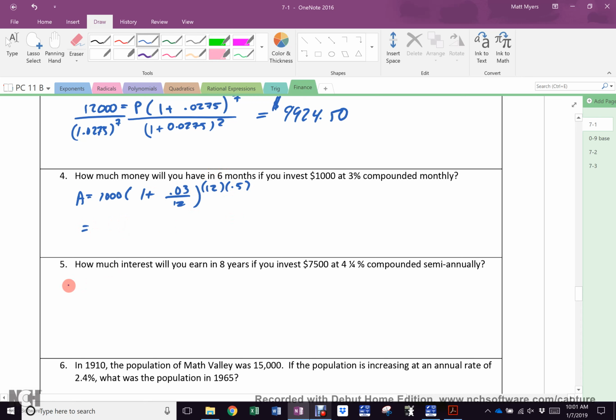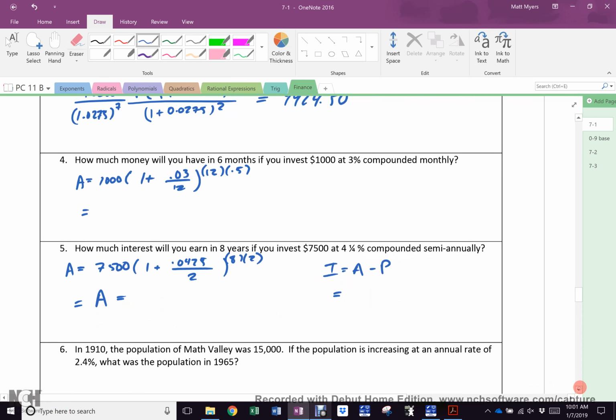This one is A equals 7,500 times 1 plus 0.0425 over, semi-annually is twice, 8 years, 8 times 2. That will get you the A. And then, of course, I want to know how much interest I made. Interest equals your final amount minus what you started with. So I don't have that answer. You will have to find it.